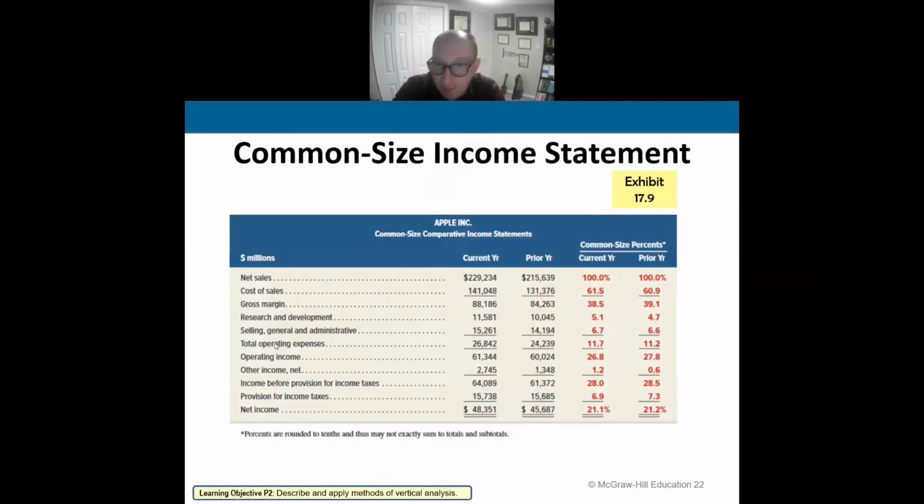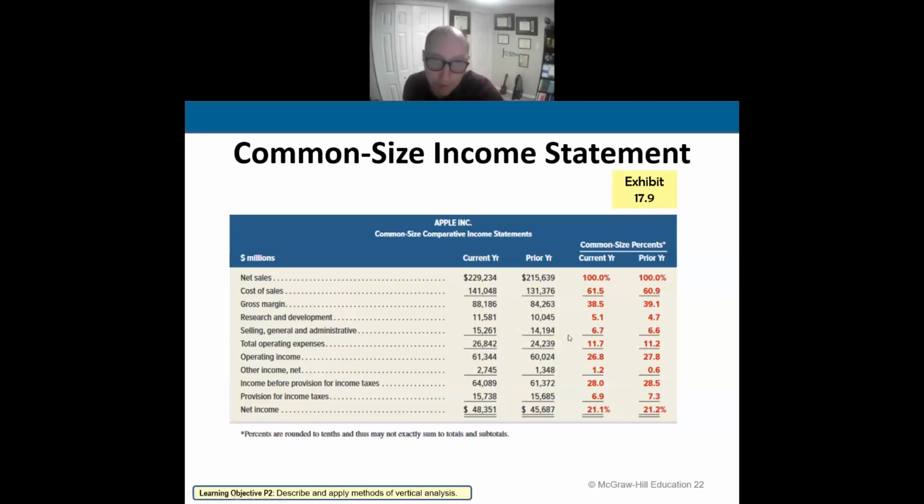And we can see the income statement, same concepts. We take total revenue, net sales, same thing. It's 100%. That's our base. So base divided by base, 100%. When you do the same thing, cost of goods sold divided by net sales is 61.5%. Gross margin divided by sales, 38.5%, so forth and so on. How do you know you've done this correctly? If you add up the percentages from cost of goods sold, cost of sales, all the way down to your net income, all of those equal 100 when you add them all together.